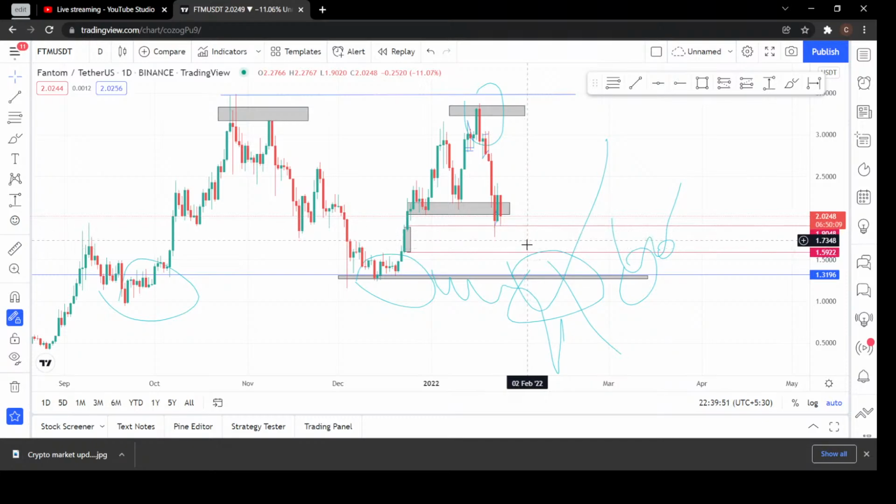I will say if you want to enter, your first level of entry will be this. Don't enter on this line anymore. This 1.90, no. This 1.59, yes. If the price comes here, buy in. Even with your 30% capital, buy in and wait for it.